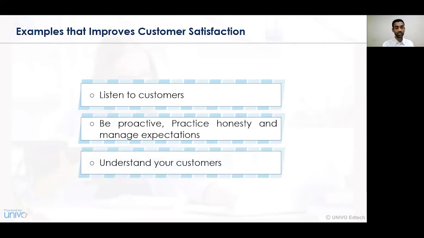The third perspective is understanding the customers. Understanding the customer is essentially important, and only on that basis can we come to a conclusion as to whether the customer is actually and really happy and satisfied or not.